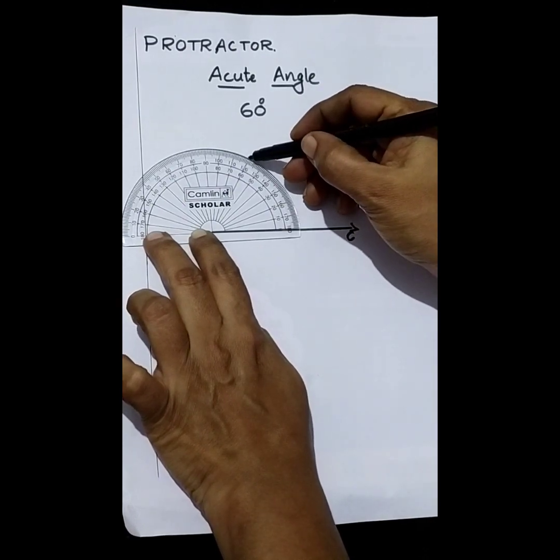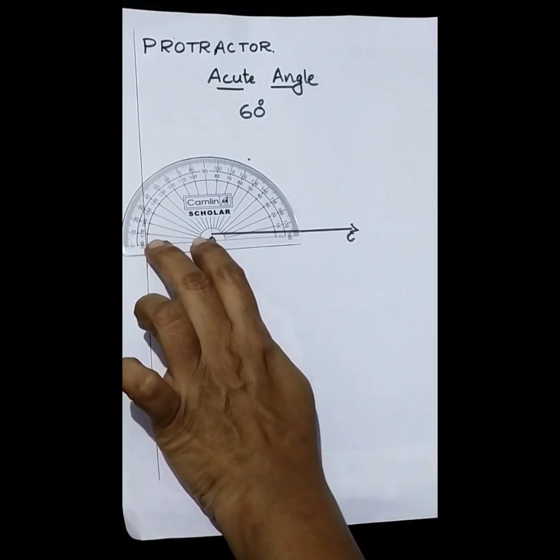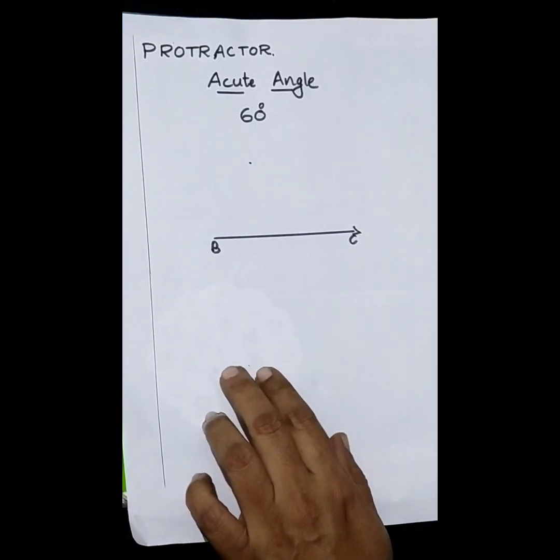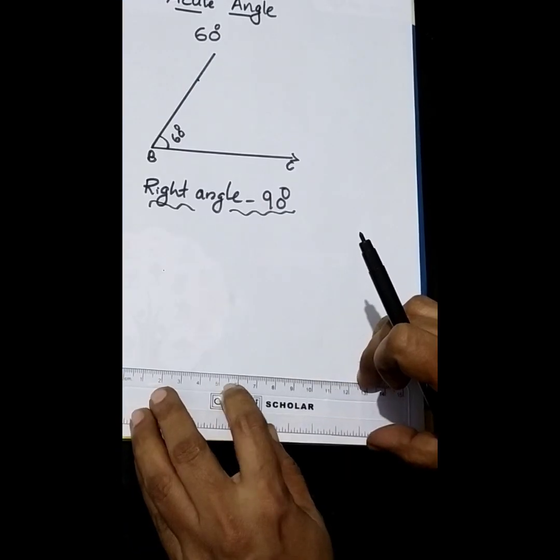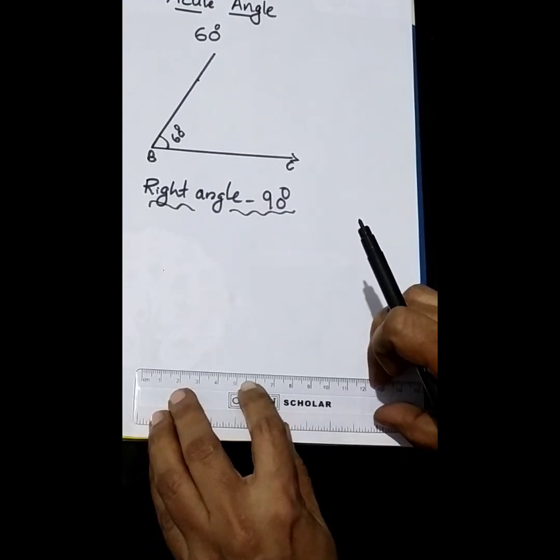If you observe, there are two scales. Which one will you prefer? Let us draw a right angle.